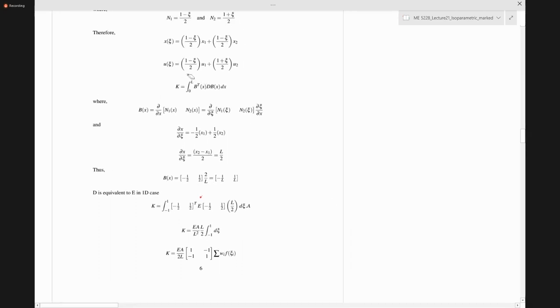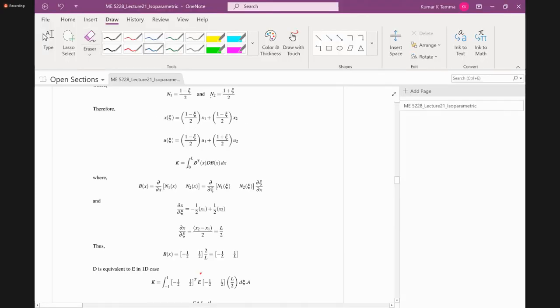I want to evaluate K using numerical integration. I don't want this one. I need to evaluate K equal to integral minus 1 to 1 of B transpose of C E B of C dC, and the answer to this is some sum of WiFi. Do you understand my motivation? Suppose I cannot do this integral here. I want to do this one instead using Gauss integration. Is my motivation clear? Yes or no? Unless you give me feedback, I won't know what's going on.